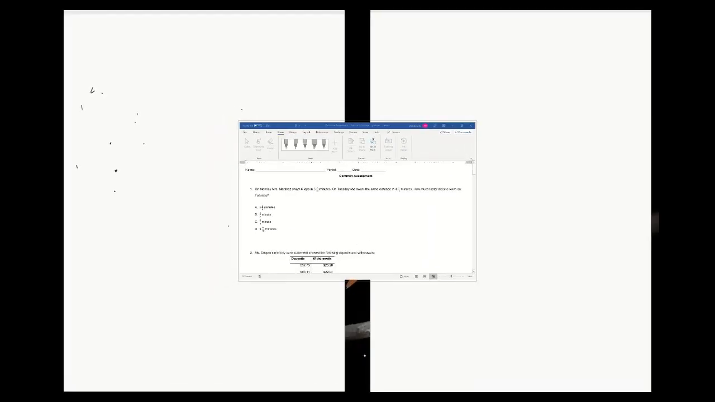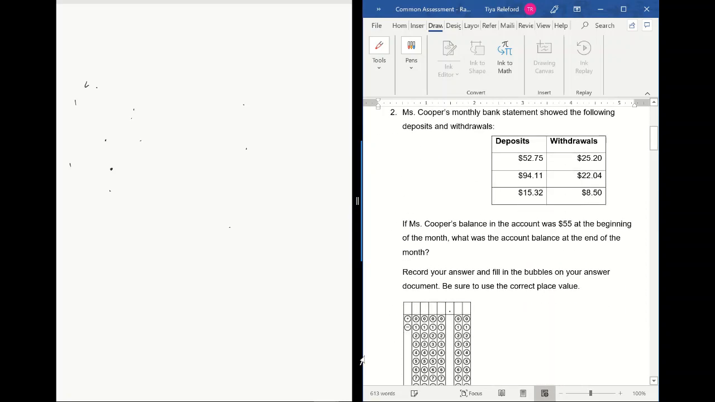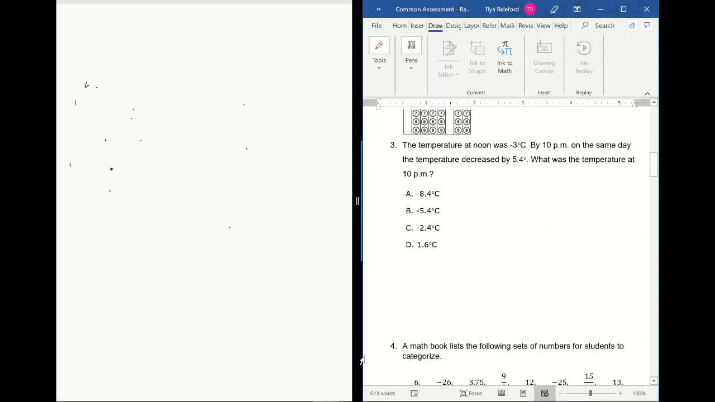So, it started at -3. And it decreased. We are going more negative. So anything that is not more negative than -3, you should be crossing off. That leaves you with 2 options, -8 and -5.